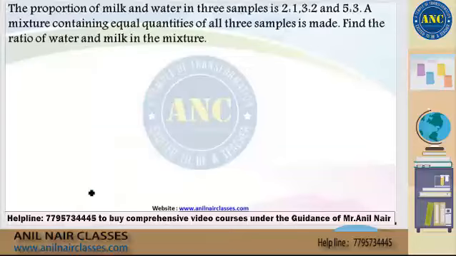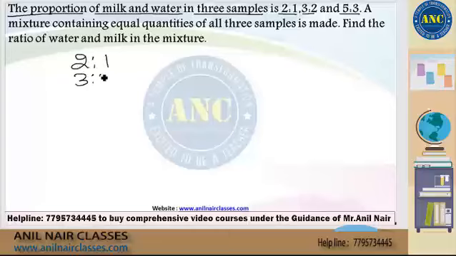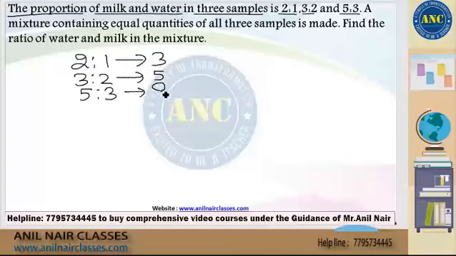Suppose, for example, see here. Same logic once again for your better understanding. Proportion of milk and water in 3 samples is 2:1, 3:2 and 5:3. So it is 2:1, 3:2, 5:3. 2 plus 1 is 3. 3 plus 2 is 5. 5 plus 3 is 8. 3, 5 and 8. I should take the LCM of 3, 5 and 8.